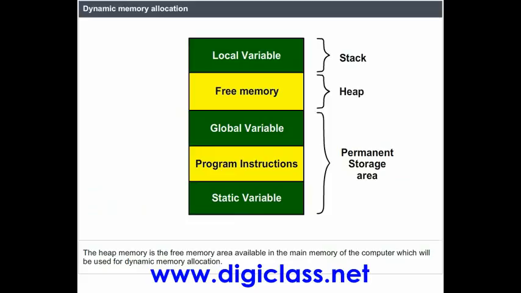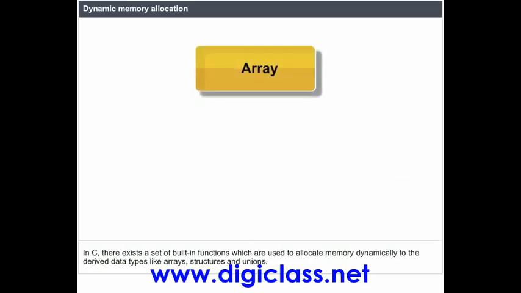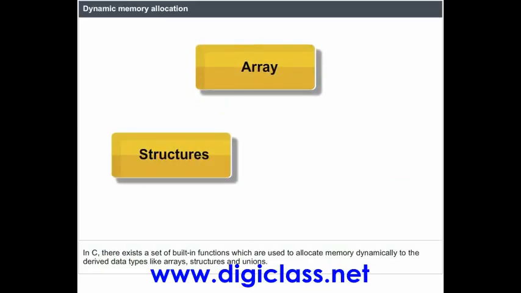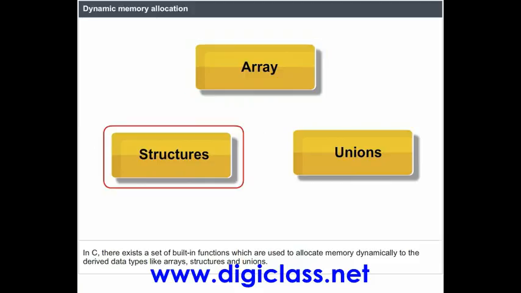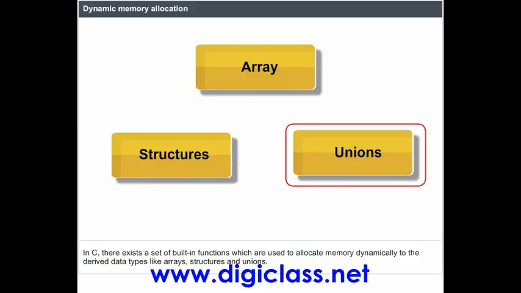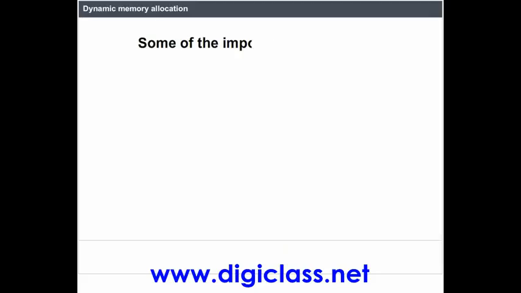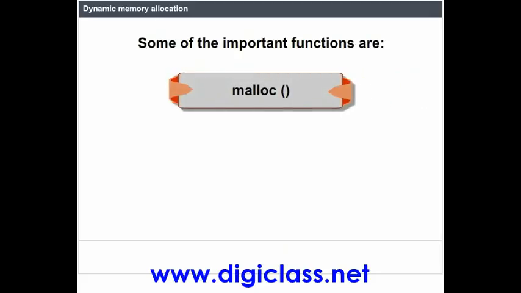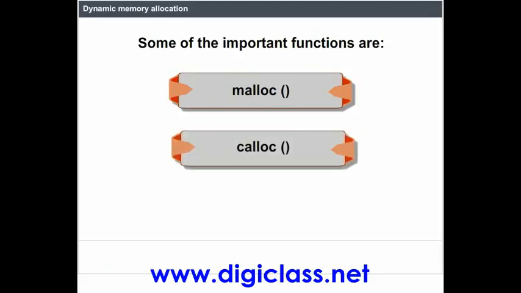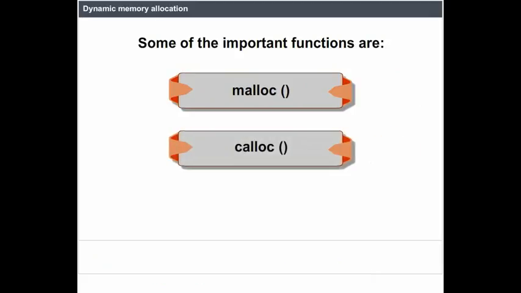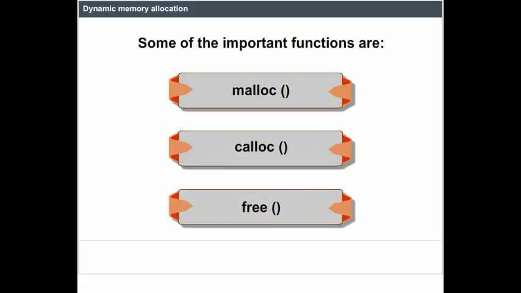for dynamic memory allocation. In C, there exists a set of built-in functions which is used to allocate memory dynamically to the derived data types like arrays, structures and unions. Some of the important functions are: 1. malloc(), 2. calloc(), C-A-L-L-O-C, and 3. free().